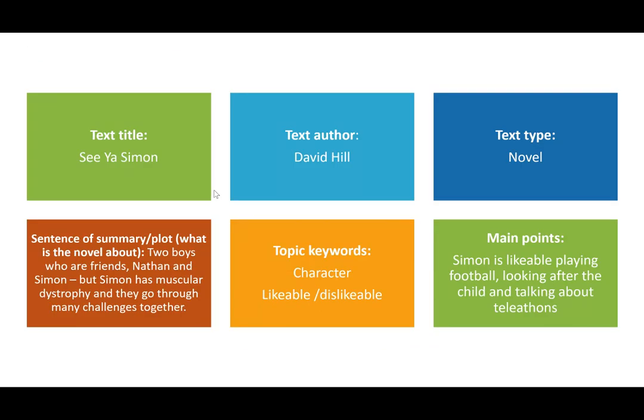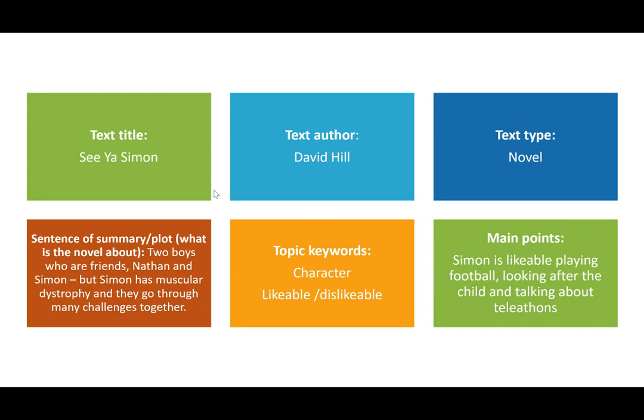So the text title is C assignment. The text author is David Hill. The text type is a novel. The summary is it's about 2 boys who are friends, Nathan and Simon, but Simon has muscular dystrophy and they go through many challenges together. That's all you need to know, really. The topic keywords are character and likable or dislikable, depending on your argument.